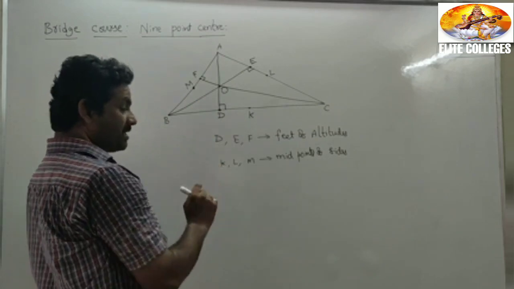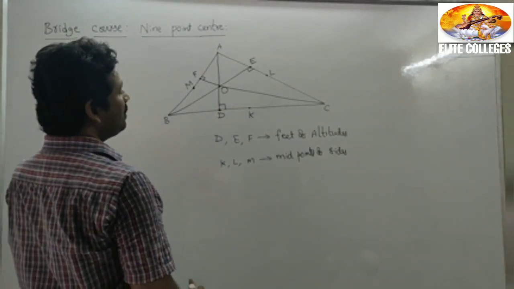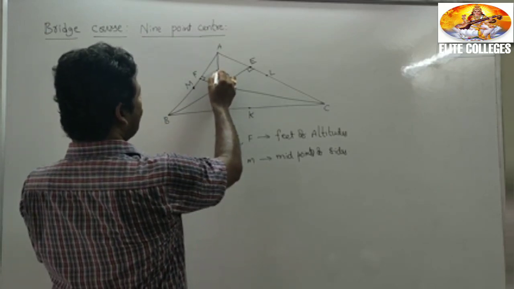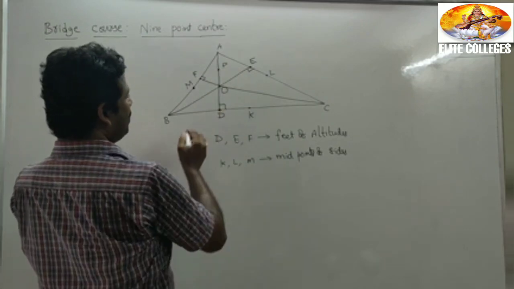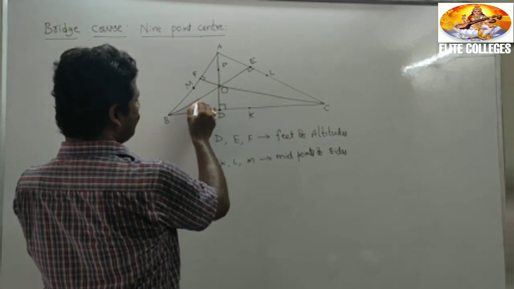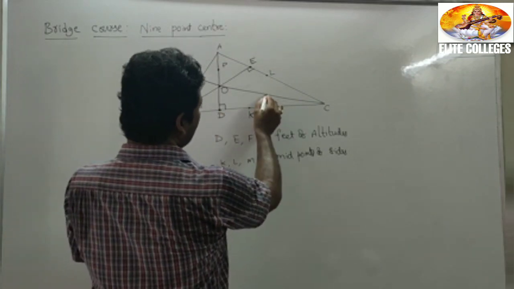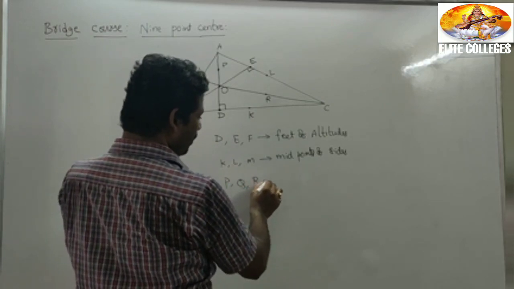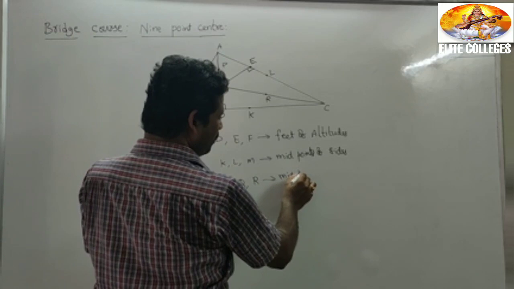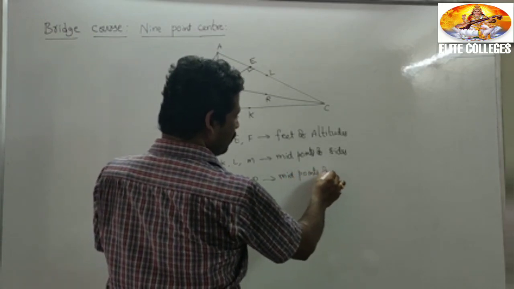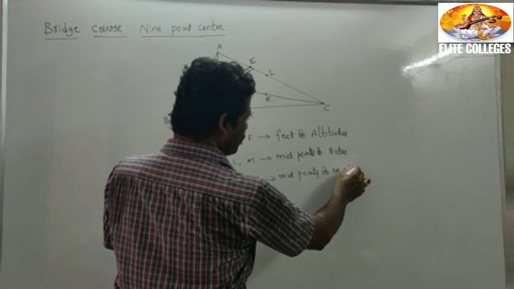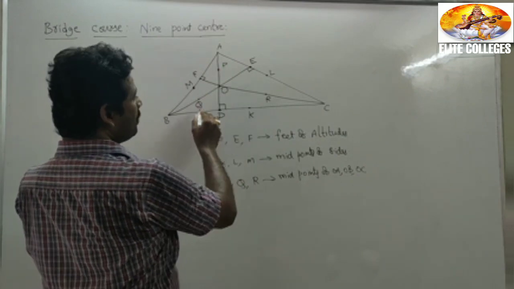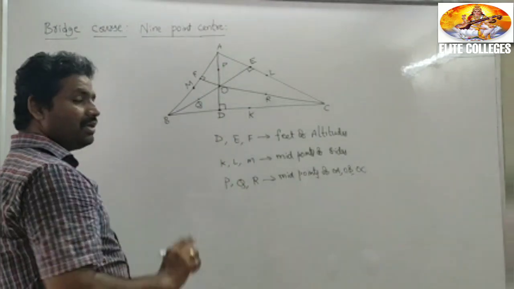D, E, F, K, L, M: 6 points, and the remaining 3 points. Take the midpoint of OA, where O is the orthocenter. Let it be P. The midpoint of OB, Q. The midpoint of OC, R. So P, Q, R are the midpoints of OA, OB, OC. O is the orthocenter. Now these are the 9 points.